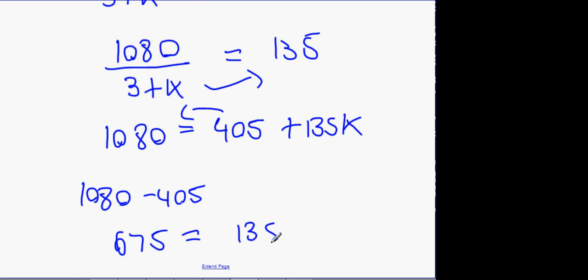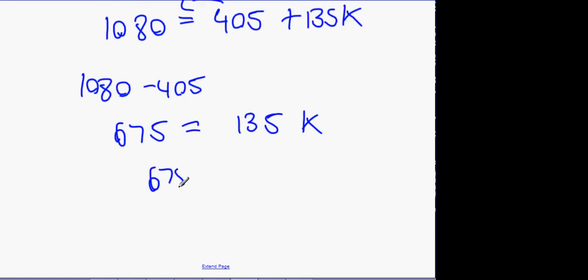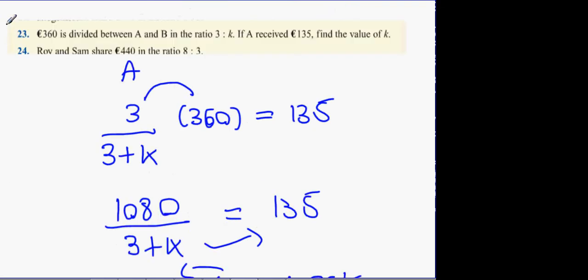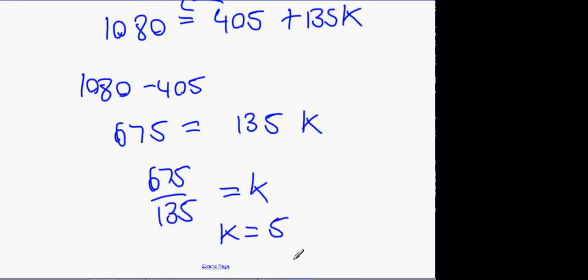675 equals 135K. Now finally, divide 675 by 135. And what do we get here? K equals 5. So that's our answer. K equals 5. Alright guys.